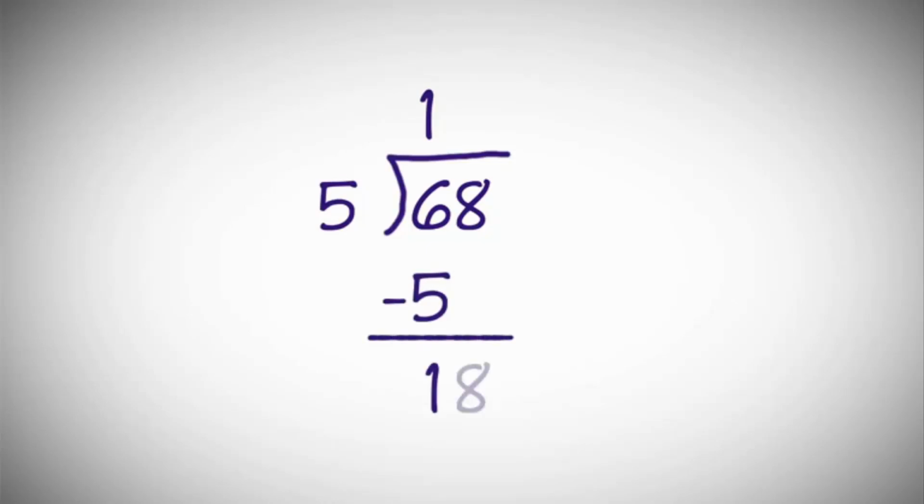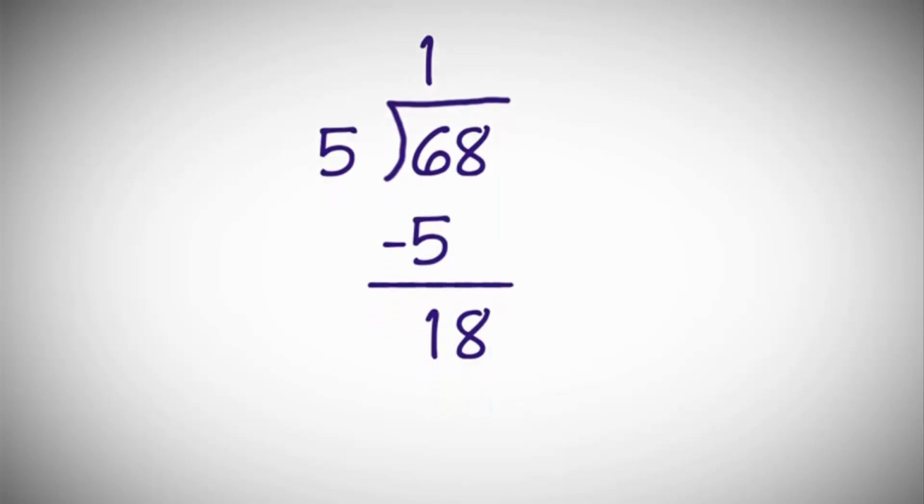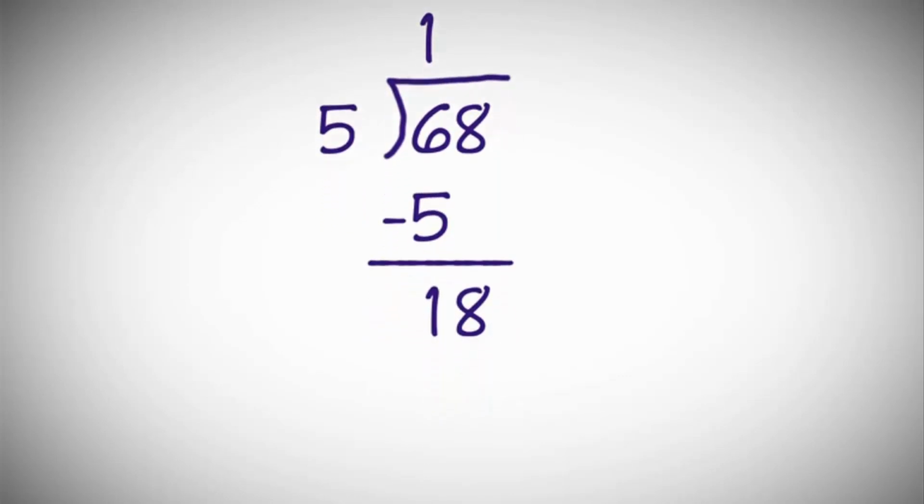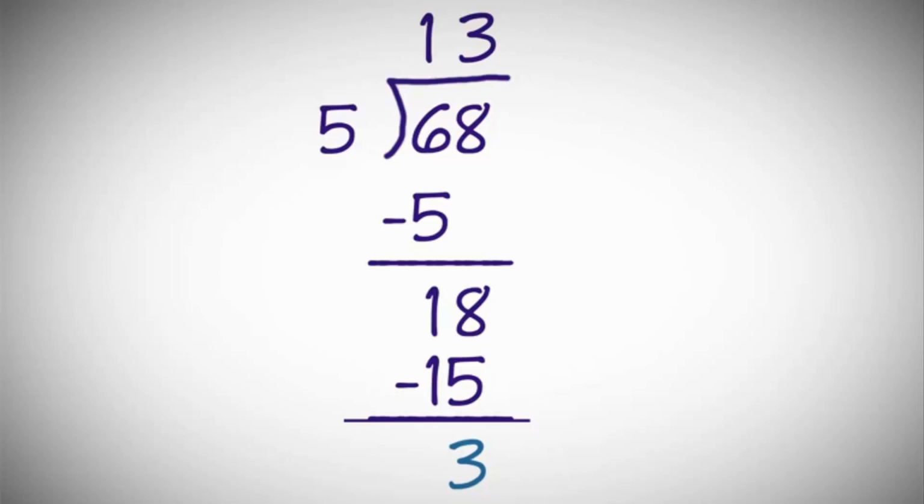We carry the 8 down and then ask ourselves, how many times does 5 go into 18? 5 goes into 18 3 times. 3 times 5 is 15, which means that we have 3 left over and there's no more numbers to carry down, which means that 3 is our remainder.